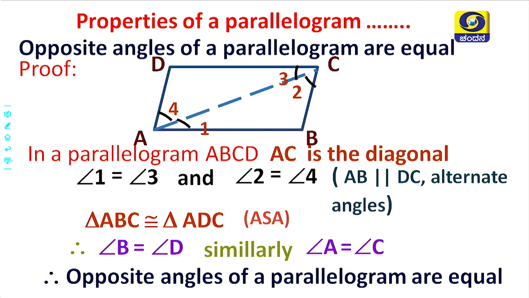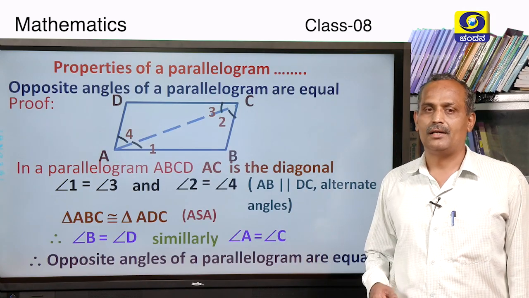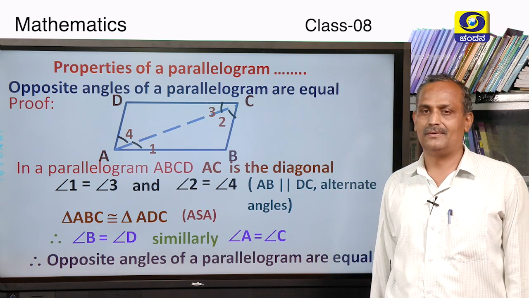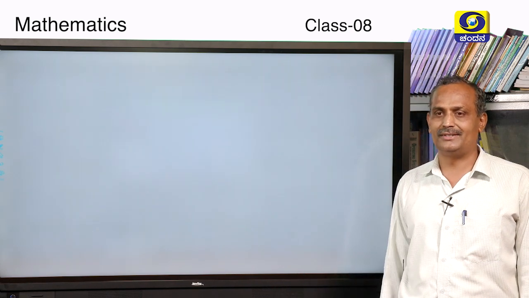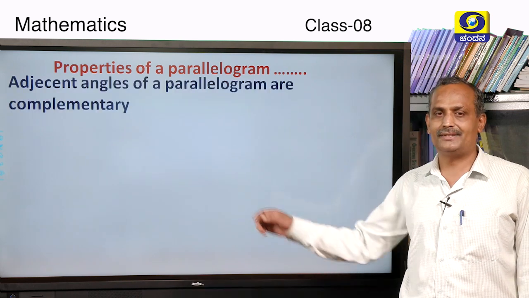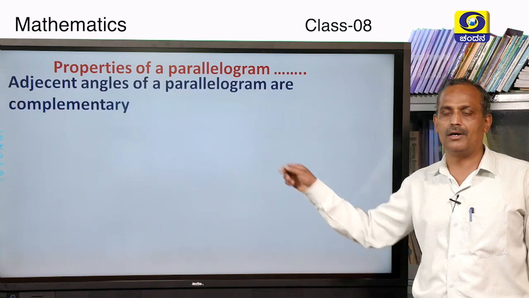Dear students, write the property, write its proof, try to understand what we are going to discuss. Now, let us continue our discussion on properties of a parallelogram. Adjacent angles of a parallelogram are supplementary.